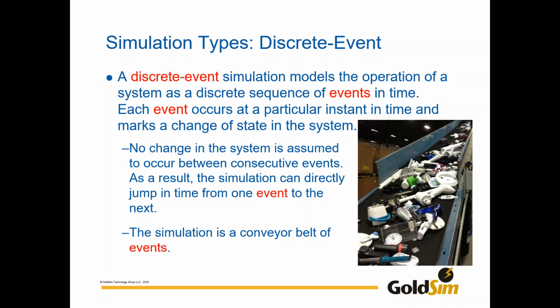No change in state or no change in the system is assumed to occur between the events. So the only thing we're really interested in are these events. And so in that way, the simulation can be thought of as just sort of a conveyor belt of events. We just go along the belt, and only when there's an event do we do anything or does anything happen.